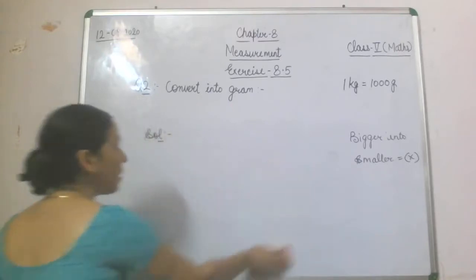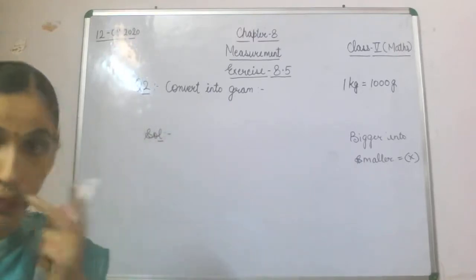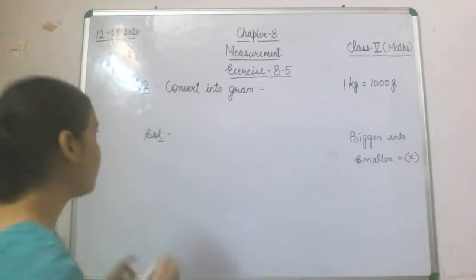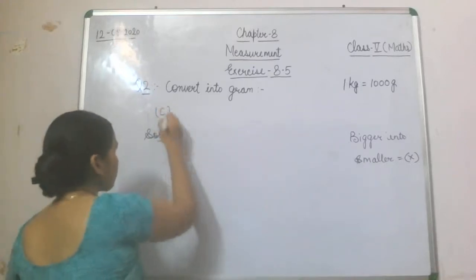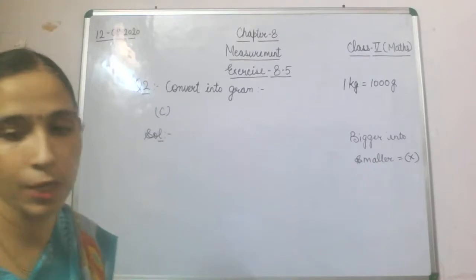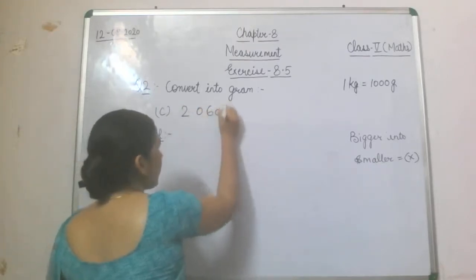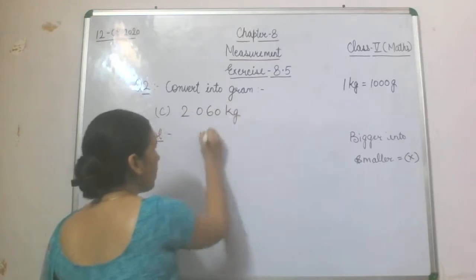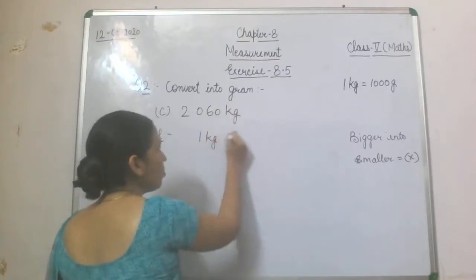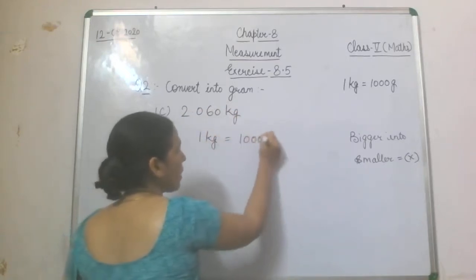Let's see that C part. After that, the D part you will do yourselves. What is that C part? 2.060 kg. Again, we are all aware that 1 kg is equal to 1000 gram.